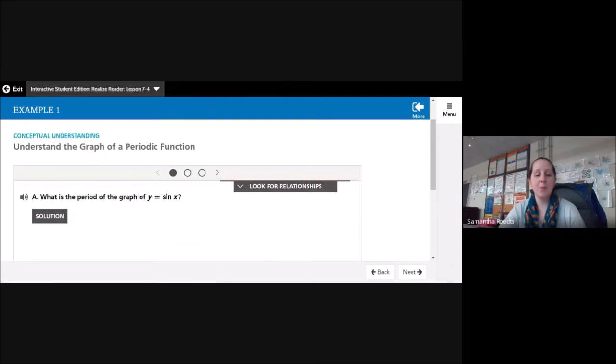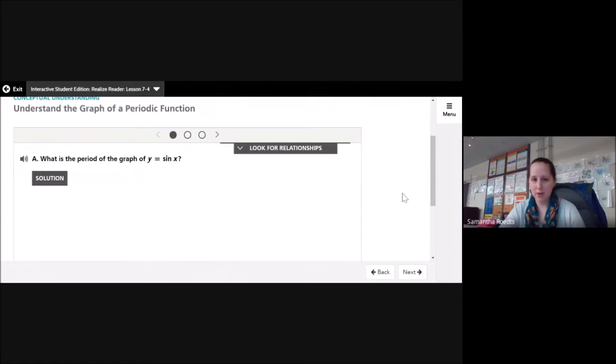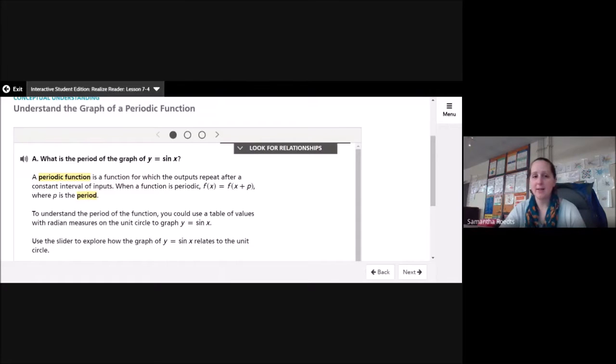Example 1, understand the graph of a periodic function. A, what is the period of the graph of y equals sine x? So a periodic function is a function for which the outputs repeat after a constant interval of inputs. When a function is periodic, f of x equals f of x plus p, where p is the period.